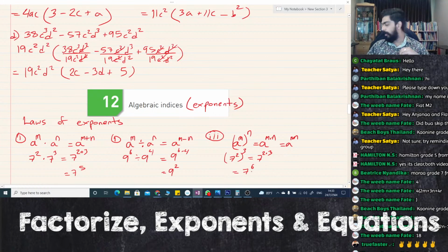Now, please copy that down. And the next many questions, actually, we'll be using these three laws to solve them. Okay. Now, copy down, please, guys. Once you finish, maybe you can type it down so I know you're finished. And then we can go and start solving a few questions.